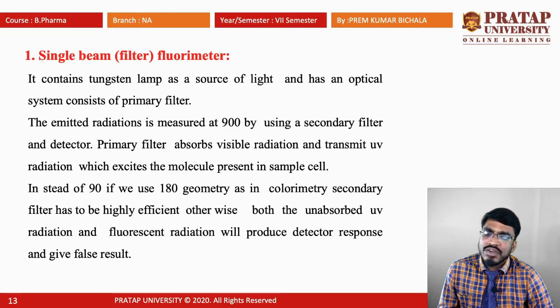Instead of 90 degree geometry, if we use 180 geometry as in a colorimeter, the secondary filter has to be highly efficient, otherwise both the unabsorbed UV radiation and fluorescent radiation will produce detector response and give a false result. To avoid that, we generally use only the 90 degree geometry. Why? Because in this, only one filter may be active. If you use a secondary filter there, we may get a false result and we cannot get a proper, accurate determination.